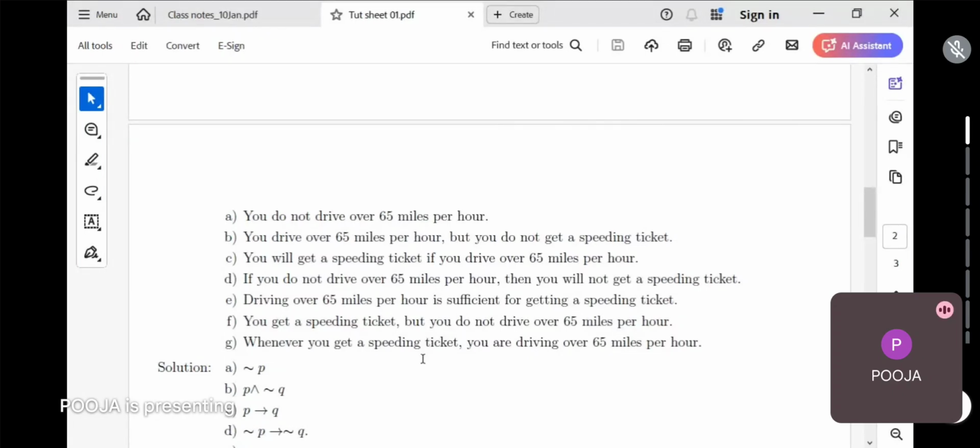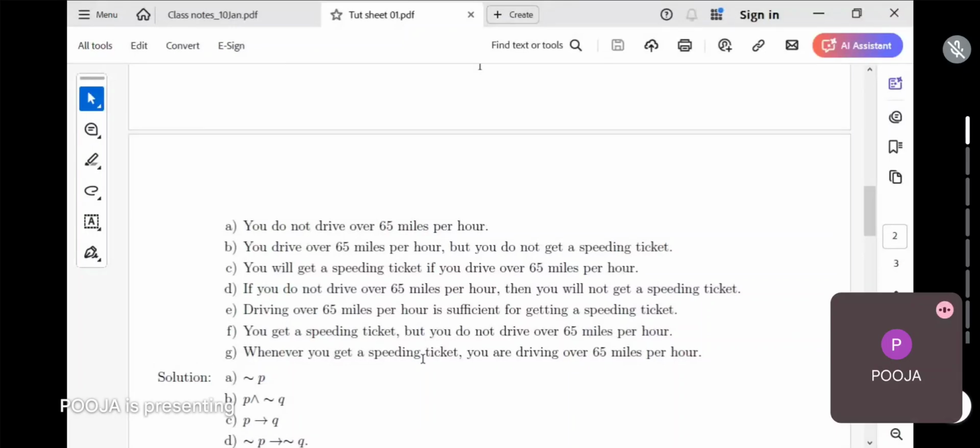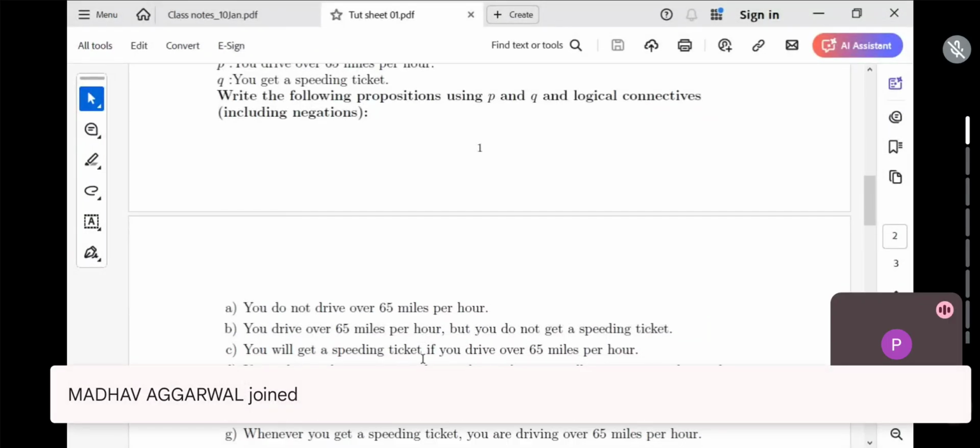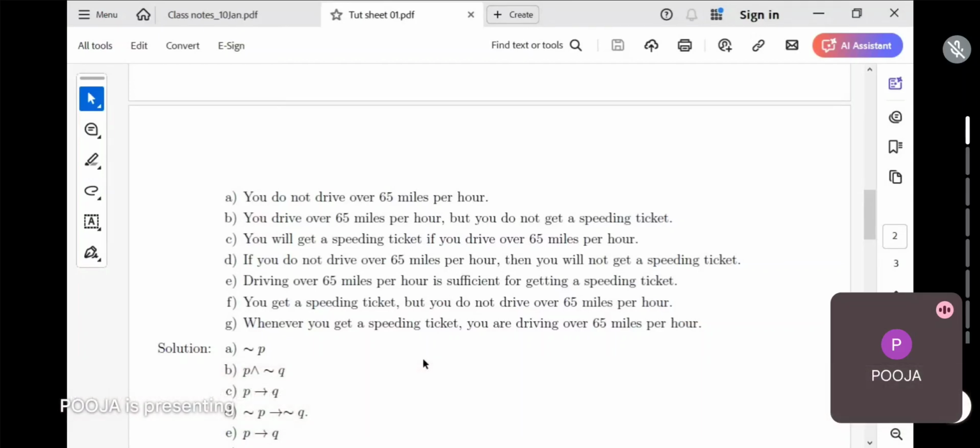Something is sufficient for something. P implies Q. हाँ, 65 miles driving is P, getting a speeding ticket is Q. So P is sufficient for Q, that means P implies Q. So these are different ways to write a conditional statement that we have covered in our last class.